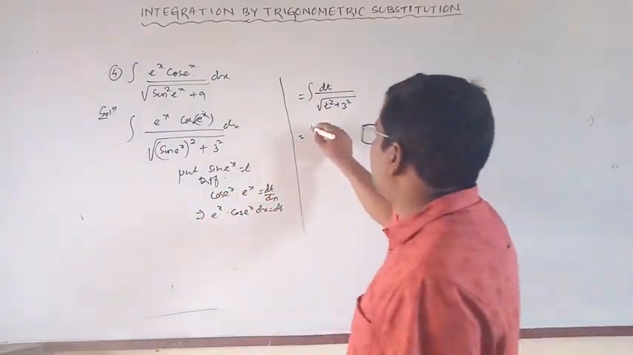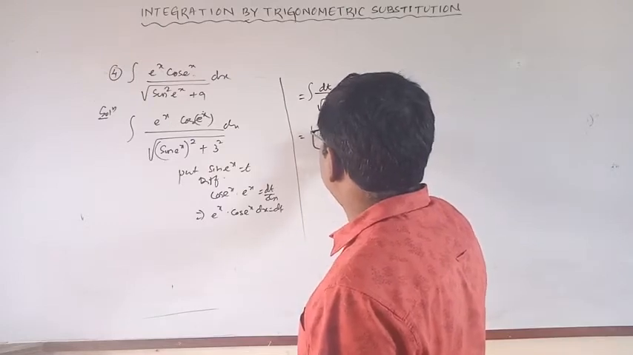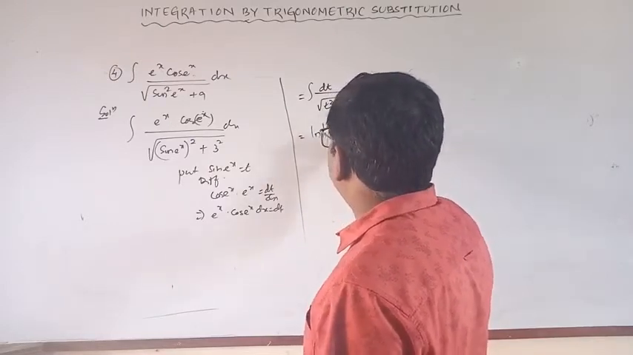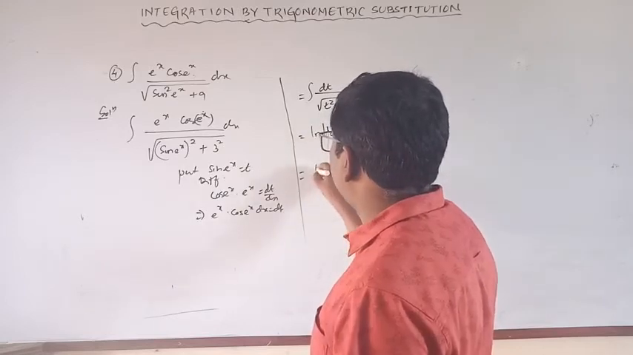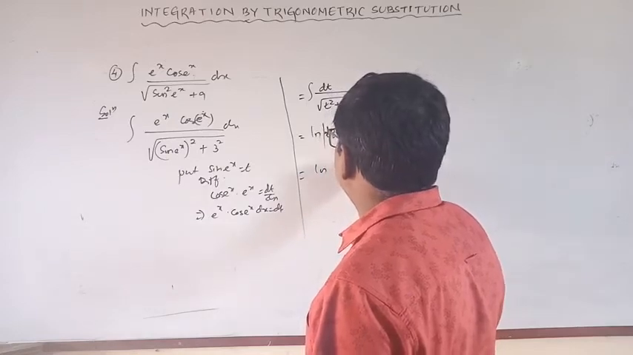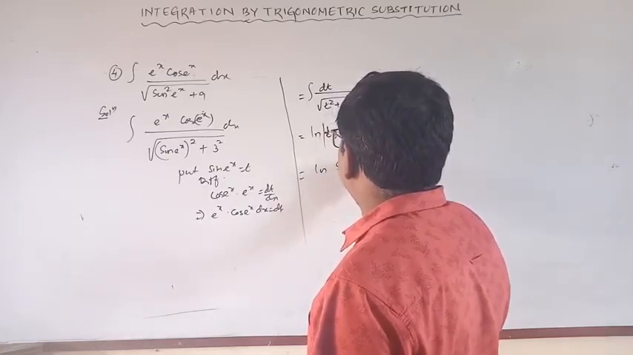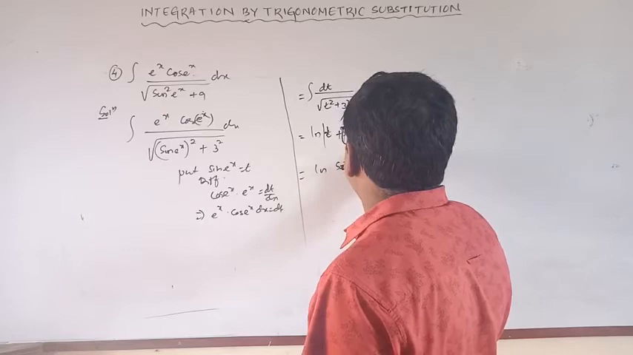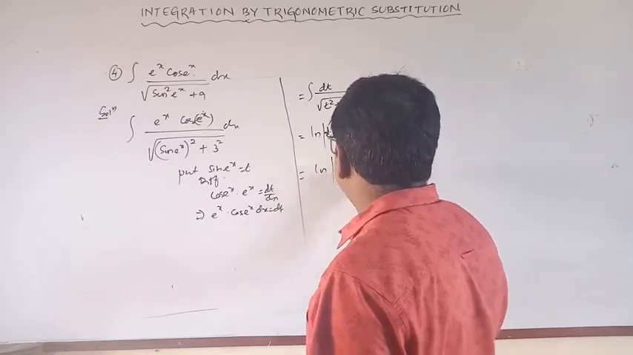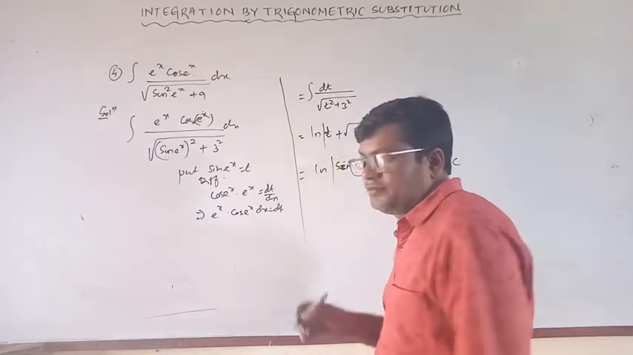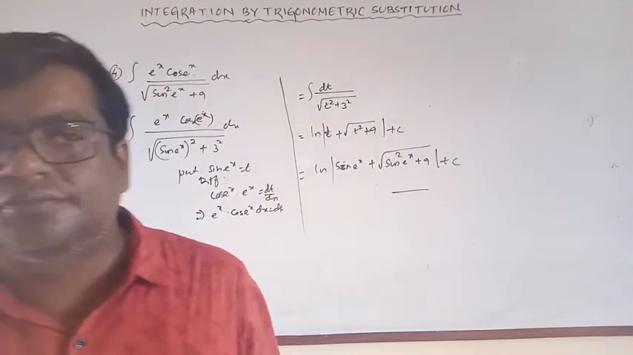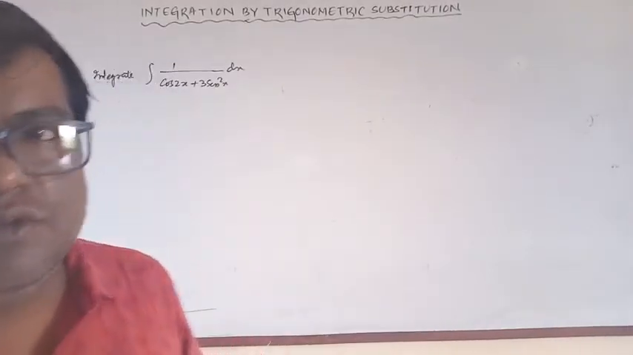Now this is ln t plus root over t square plus 9 plus c, so this is equal to ln t, t means what? t means sin e to x plus root over sin square e to x plus 9 plus c. See, this is the answer. Now some more questions. Another question.